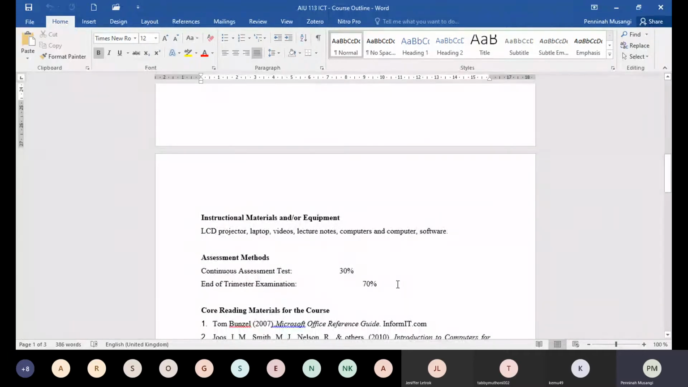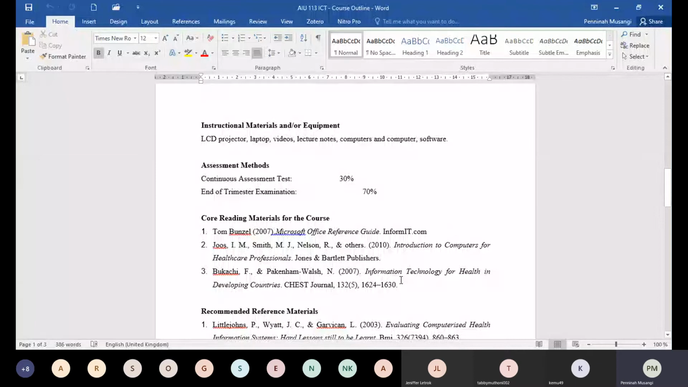And in terms of the assessment, how I'm going to assess you, we are going to have 2 continuous assessment tests, which will contribute to 30%. It might be 15-15, or it can be 20-10, depending on what I will decide to test you on. Then at the end of the trimester, come December, we are going to have the end of trimester examination, which will contribute to 70% of your final mark.